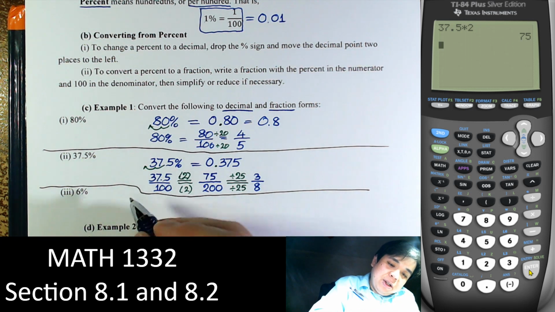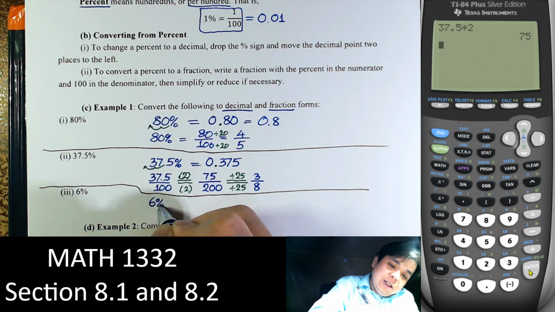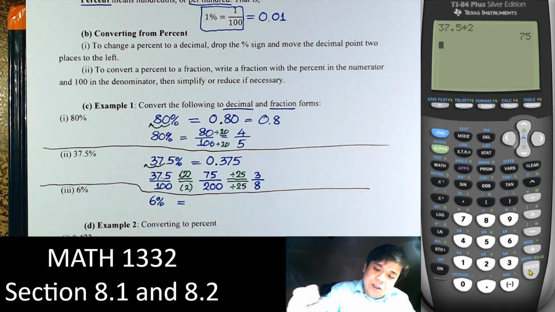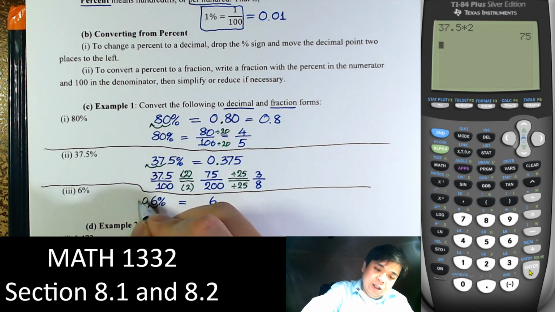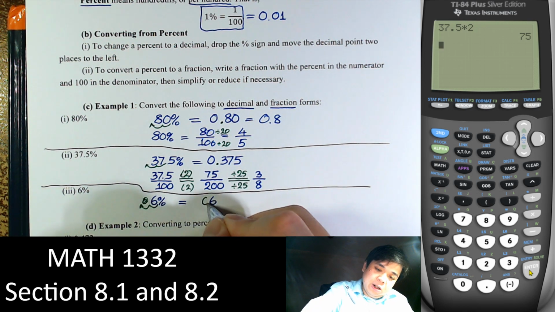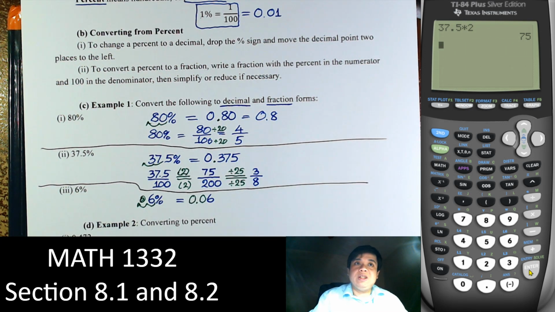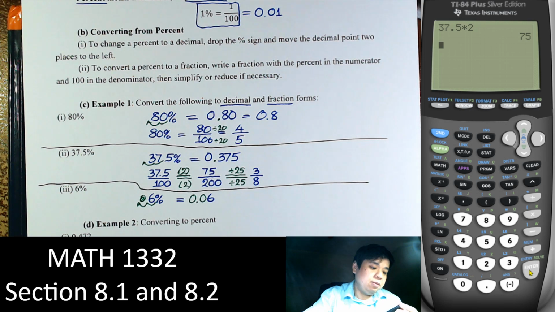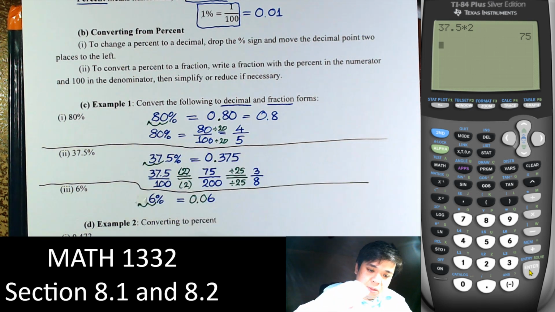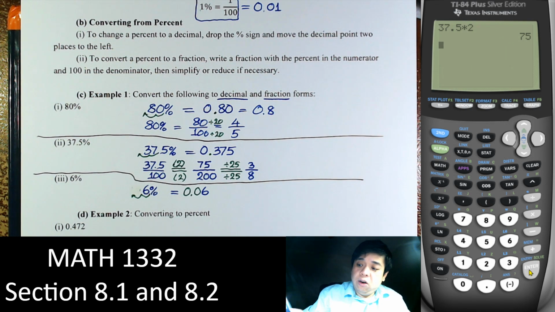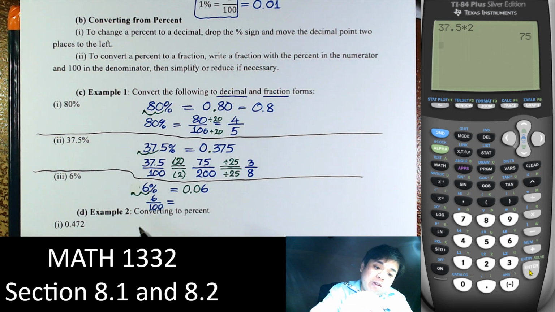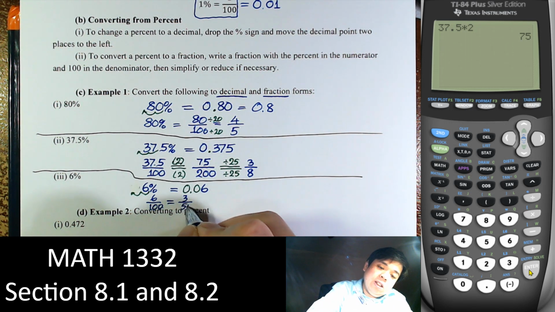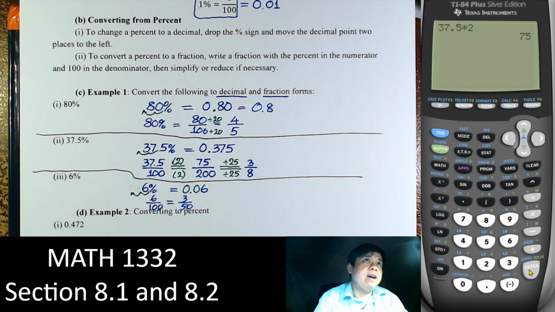Next, 6%. The decimal place is originally here, 1, 2 to the left. So we have 0.06. Now if we want a fraction, just divide by 100, then divide by 2 top and bottom, and we have 3 over 50. So that's what we have.